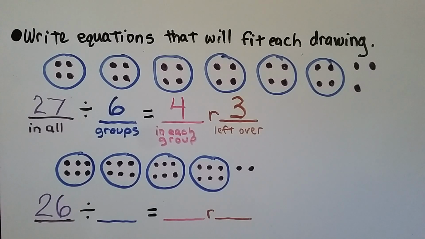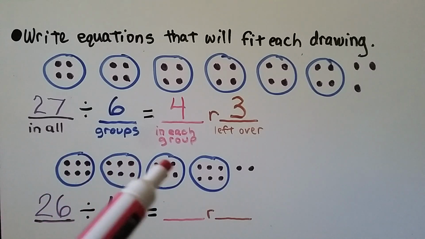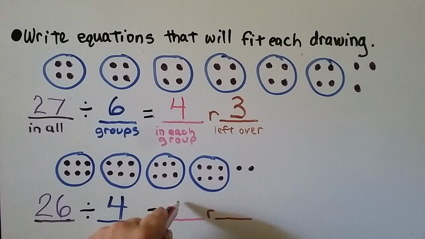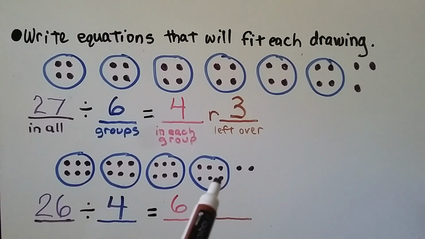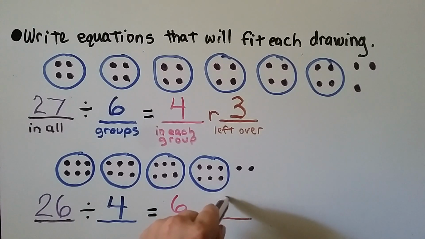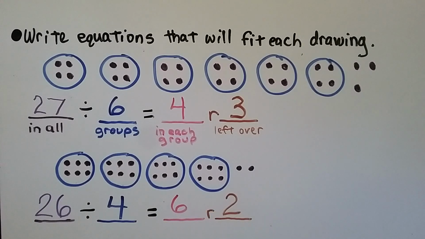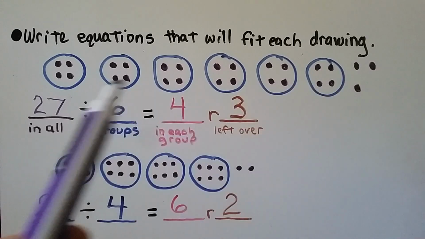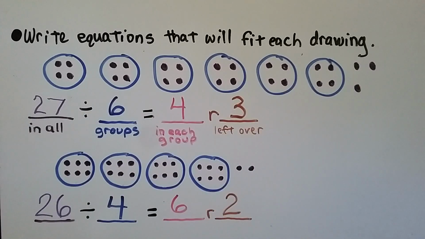And how many groups do we have? We have 1, 2, 3, 4 groups. And how many are in each group? In the groups, we have 6. But we have some left over, don't we? They couldn't fit into a group to make even groups, so we have a remainder of 2. This drawing shows 26 divided by 4 is equal to 6, remainder 2. Just remember, when you're writing your dividend here, that you count all of the counters, even the ones that aren't in groups, because we need to know how many are in all.